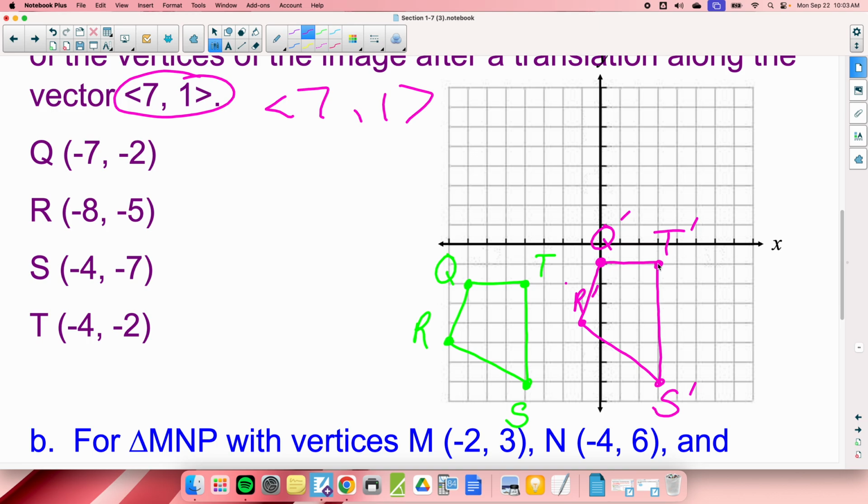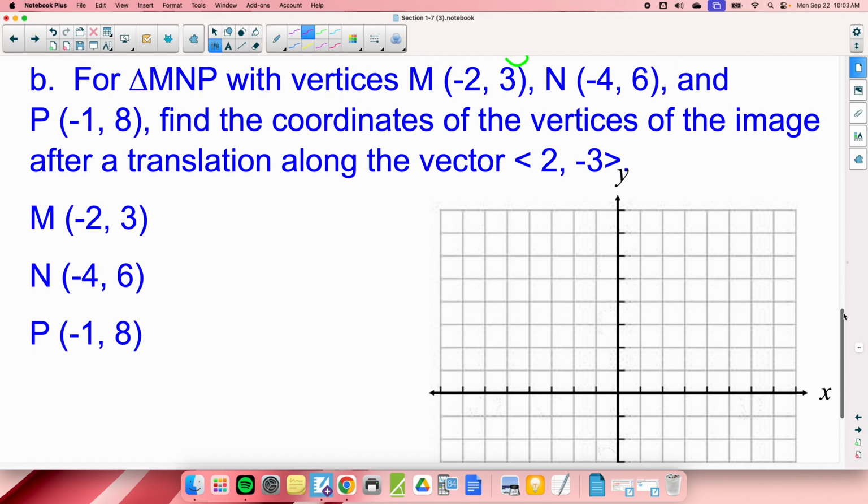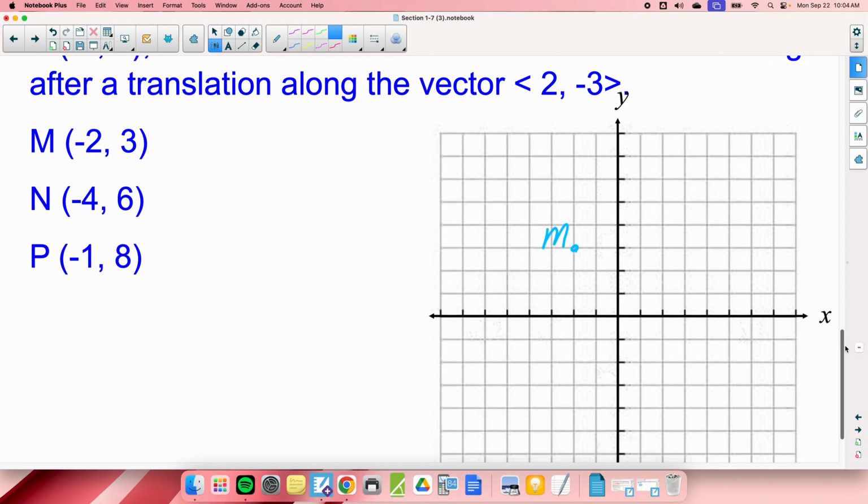Okay. All right, now let's try one more of these. This time we're gonna plot the points. M is at -2, 3. So we go left 2, up 3, that is my M. Then N is left 4, up 6. That is my N. And then P is left 1, up 8. That is my P. Okay?